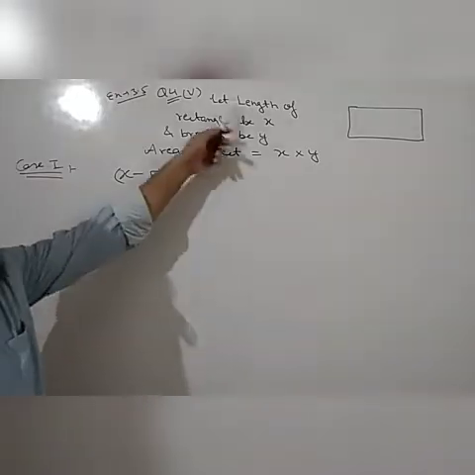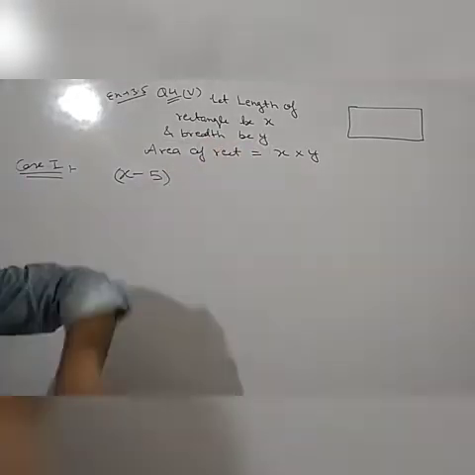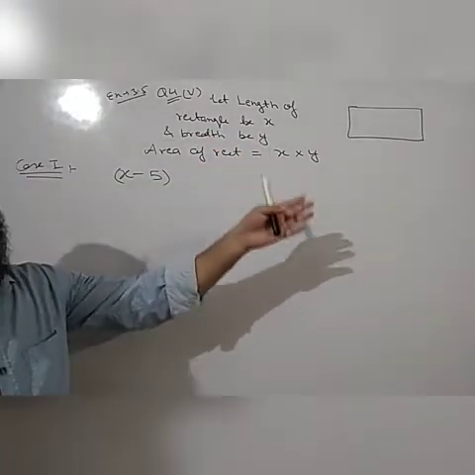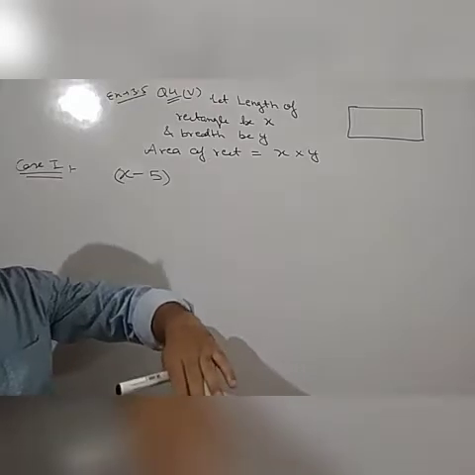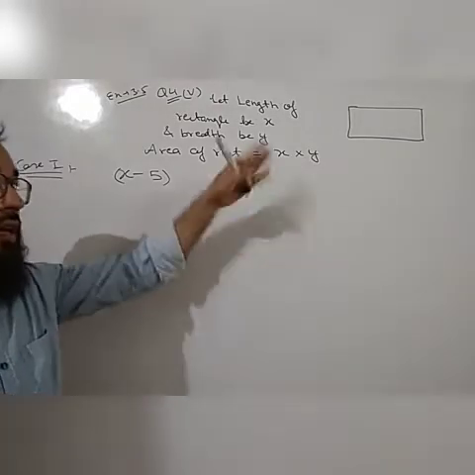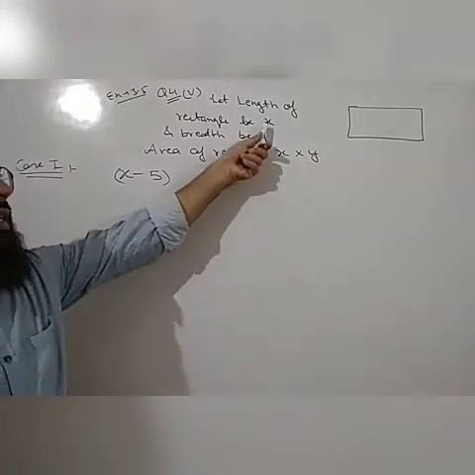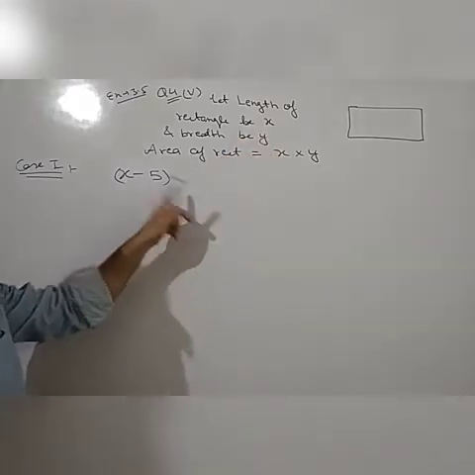We have taken the length as x. So when length is reduced by 5, suppose the length is 10. When it is reduced by 5, then how much will it be? It will be 5. That means 10 minus 5. So here we have considered it as x. So it will be x minus 5.